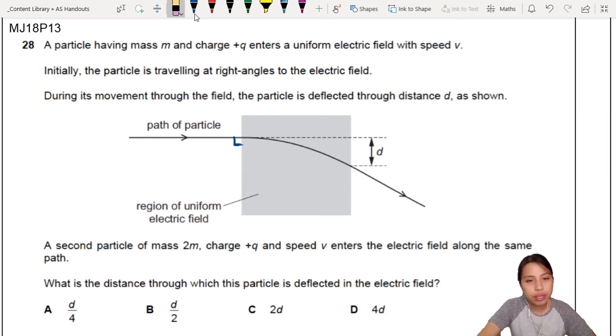A second particle comes in. This time, it's a little bit heavier. Mass 2m. Charge is the same, right? Q and Q. Okay, charge is the same, and the same speed also. Now it enters. What is the distance where it is deflected? So it should have a new deflection. Here the old deflection is D. What is the new deflection?